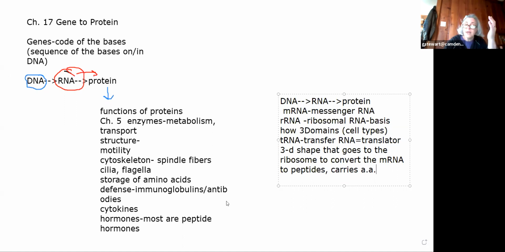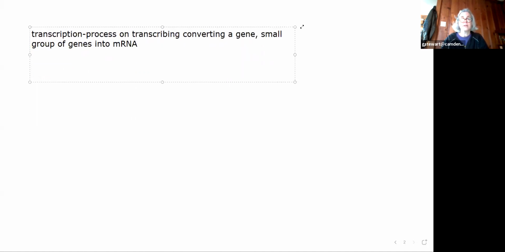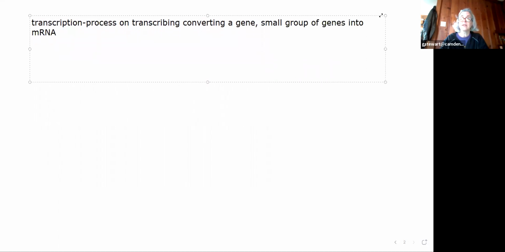So you'll see that this chapter is kind of divided into parts. Actually, it's three parts. The first part is about transcription. And transcription is a process of transcribing or converting a gene or small group of genes into messenger RNA, right? So that whole first part of the chapter, trying to make that long, so it just takes up, like, there we go.